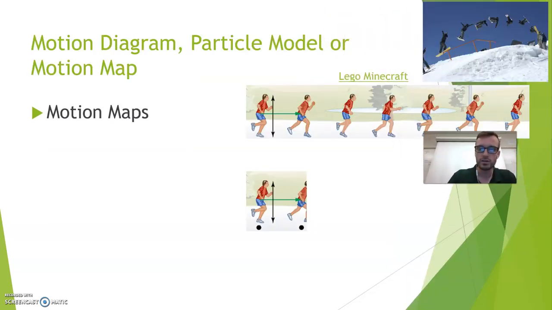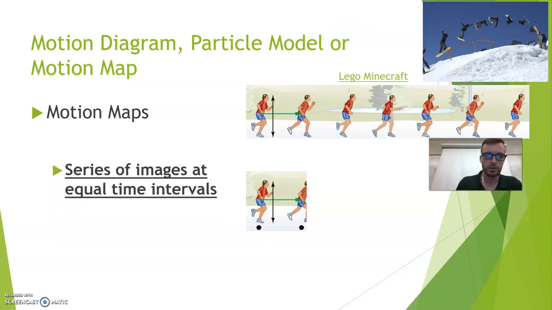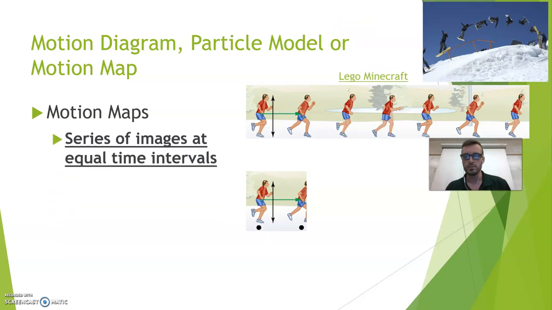Let's take a look at some motion maps. Motion maps are basically a series of images at equal time intervals. If you've ever watched the X Games or the Winter Olympics, you've seen these crazy athletes. One of my friends that I used to work with is now a photographer, and she does this kind of stuff. You can set your camera to take a bunch of pictures really fast all in a row, and then you can stitch them all together. So a motion map is basically that. It's a series of images that takes a picture every so often, and it's going to track the motion of that object as it moves. That's what a motion map is.